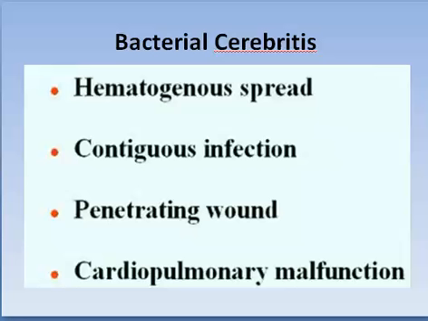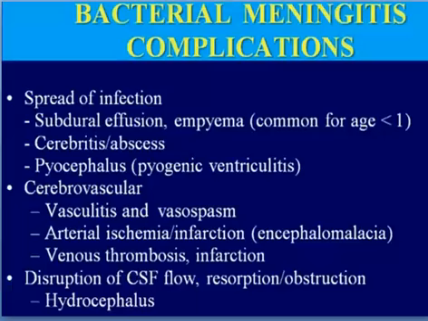Bacterial cerebritis may be hematogenous, contiguous, from a penetrating wound, or due to cardiopulmonary malfunction. Hematogenous, contiguous like mastoiditis, penetrating wound like in trauma, cardiopulmonary malfunction.